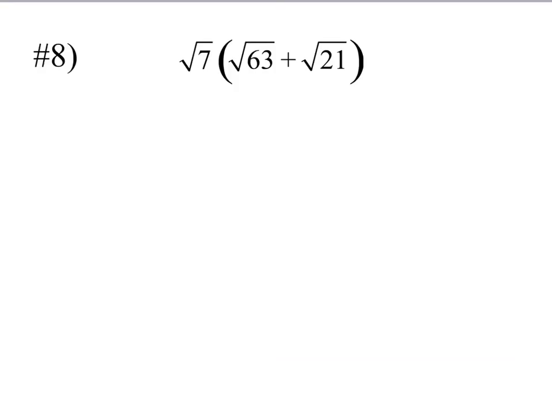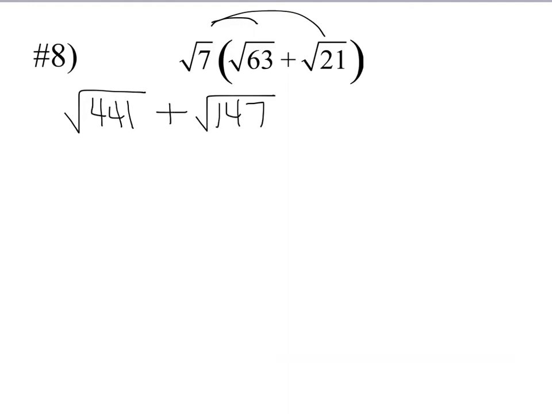Okay, all you have to do here is distribute. So you get 7 times 63 is 441. So you get the square root of 441 plus the square root of 7 times 21 is 147. Now you need to see if you can simplify and add anything together. So the square root of 441 is 21. So I say 21 plus, and then let's break down 147.